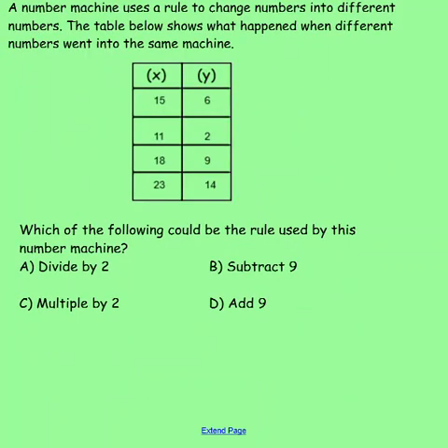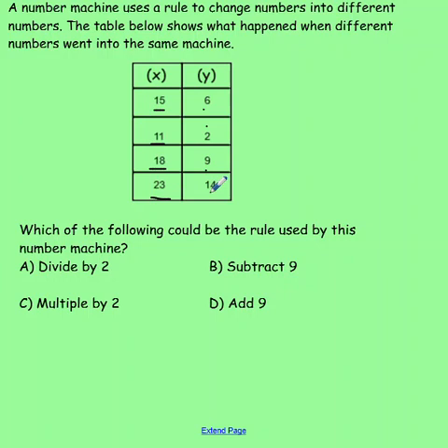The answer's not on this one. The number machine uses a rule to change numbers into different numbers. The table shows what happened when different numbers went into the same machine. A 15 goes in, a 6 goes out. An 11 goes in, a 2 pops out. An 18 goes in, a 9 pops out. A 23 goes in, a 14 pops out.